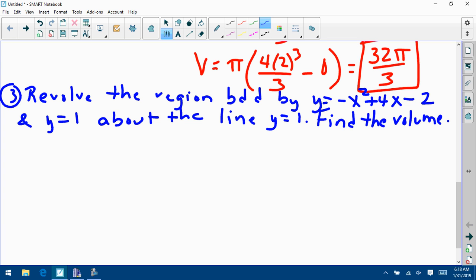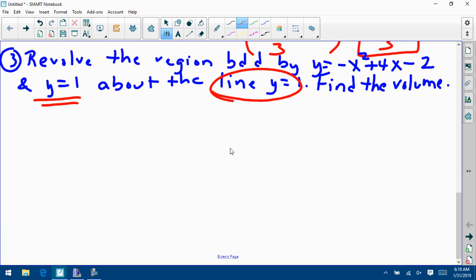Okay, so just reading about this, something should look different to you. What looks different? Well, first off, the equation is a little bit harder to draw, so we'll use our calculator for that part. But the big thing is we're revolving it about the line y equals 1. We're not revolving around the x-axis, we're not revolving around the y-axis. So that's going to change things slightly. But let's draw it out anyways.